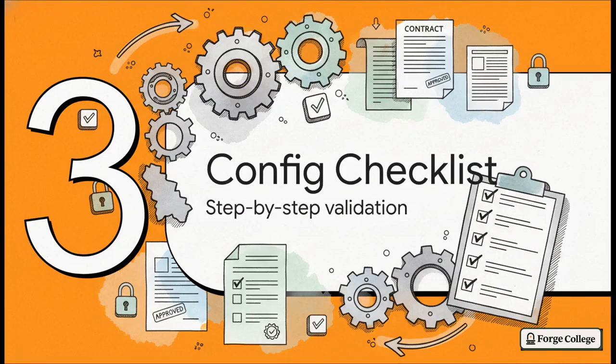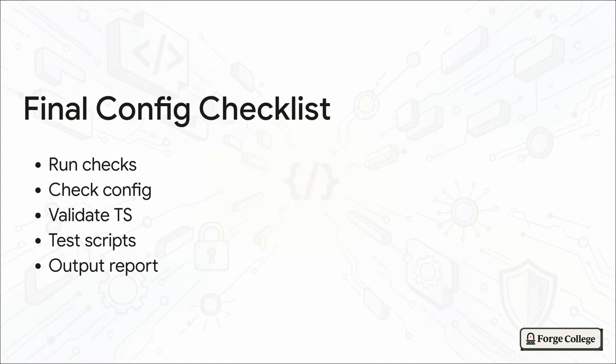Which brings us to Section 3, the final configuration checklist. We need some step-by-step validation here. We're establishing a repeatable workflow for our contracts, a checklist we can rely on and run through every single time without fail. So here is our 5-step checklist.